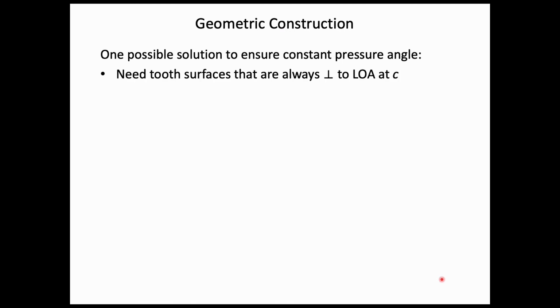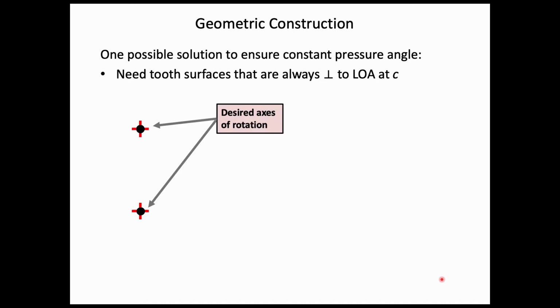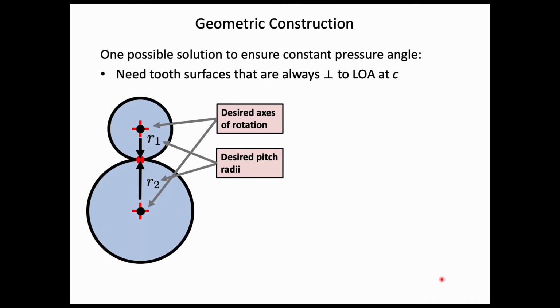We need two surfaces that are always perpendicular to the line of action at the contact point. Let's say these are the desired axes of rotation, and then these are the desired pitch radii. We want these to stay the same, and the pitch point to stay the same. Here are the pitch circles. Here is the desired line of action. We're going to assume it's some non-zero value.